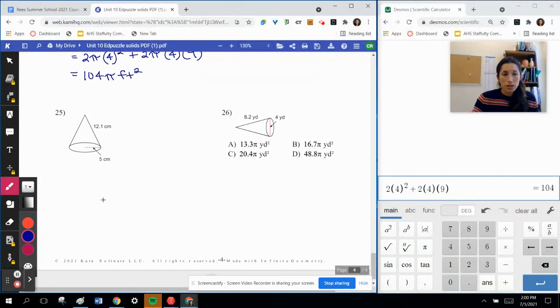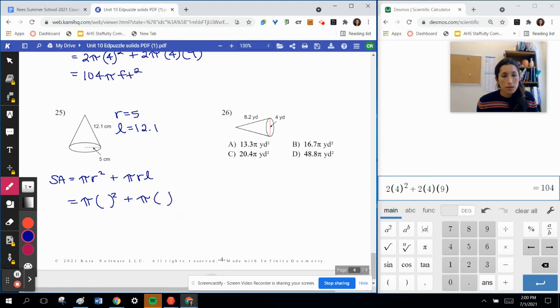And then our last question here, we have our cone, our surface area. Remember, the bottom of this is a circle, so pi r squared. And then we also have the sector of that, which is pi times the radius times the slant height. So our radius is 5. Our slanted height, that's this one here, is 12.1. We're just going to plug those into our formula. So we've got pi times the radius squared, plus pi times the radius times the slant height. So for our radius, we'll put 5, and then 12.1.